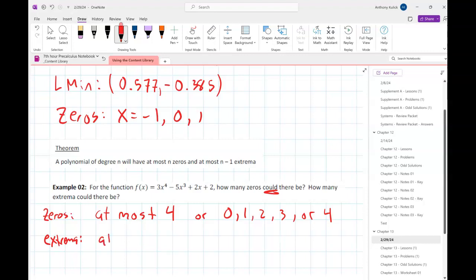At most 3. Excellent. I love when we learn from our mistakes like that, right? And again, you could write at most 3, or you could make a list. You could say 0, 1, 2, or 3 for the extreme number of extrema. Everybody feel good on that? Pretty easy to do, right? Not a big deal. What do you have to be careful about? Remembering to write the at most part. But that's just a thing, right?